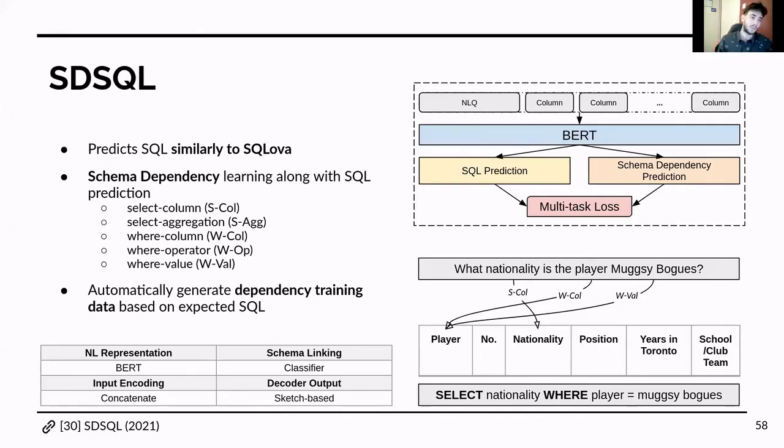And what is very interesting is that even though the predictions of this task, the schema dependency predictions, are not used to construct an SQL query, by learning both the SQL prediction task and the schema dependency task at the same time, SDSQL is able to optimize itself better for both tasks and actually achieve better accuracy when predicting SQL queries than any of the systems we have seen so far.